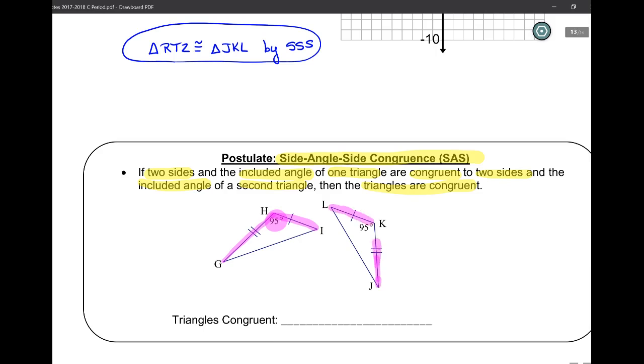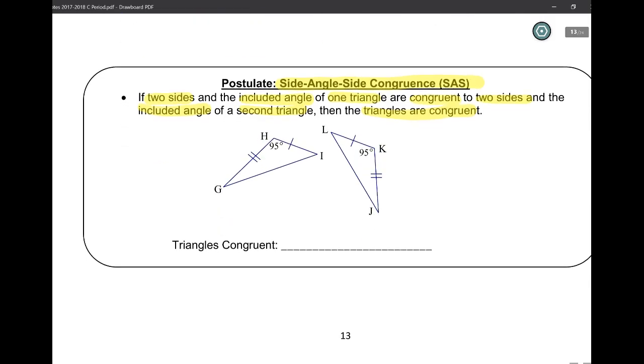LK is here and JK is here. So where they intersect, that's the included angle. So that's 95 degrees. So when we're writing the congruent statement, like we did previously, we just want to make sure that we put them in the correct order.